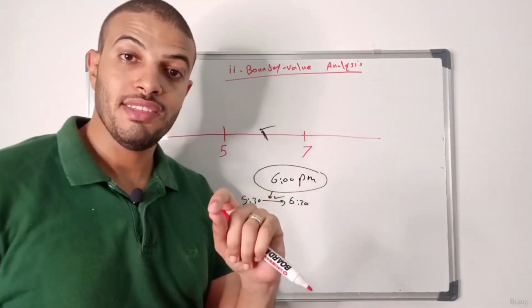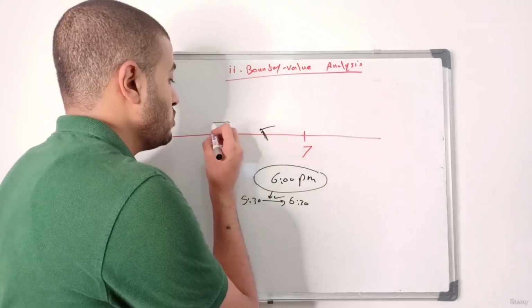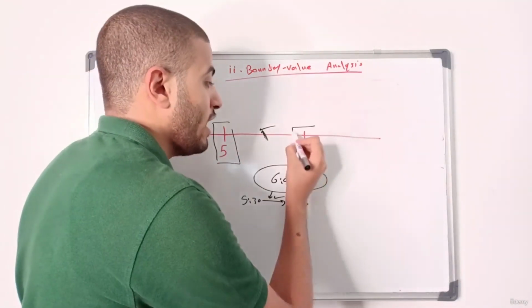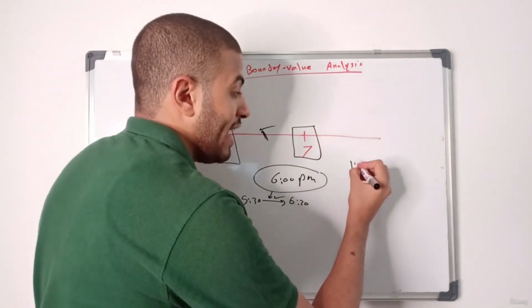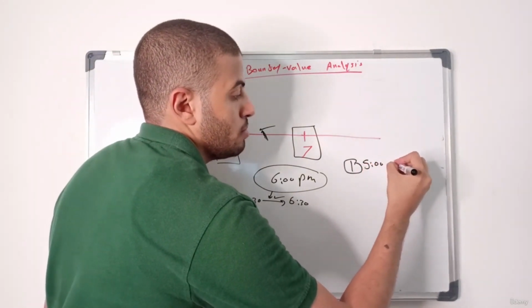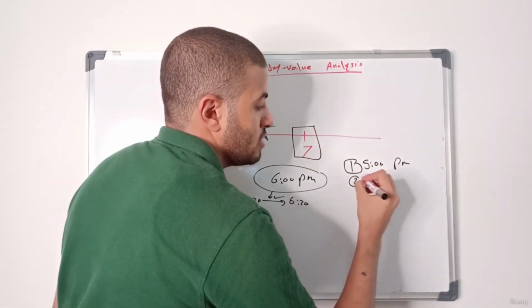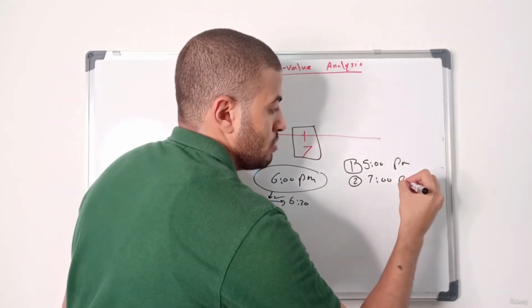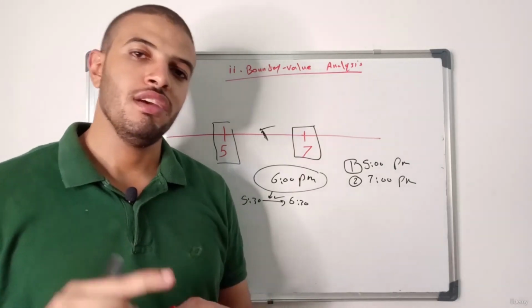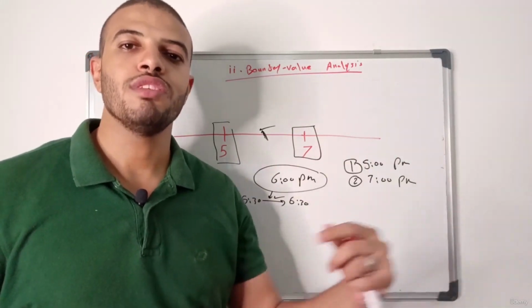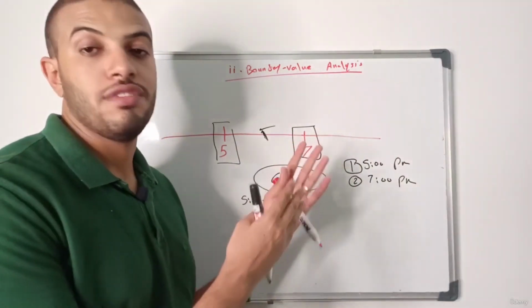So here I will test my system at the boundaries of it, okay? We begin at 5 and we finish at 7. So I will test at 5 p.m. and 7 p.m. Okay, so in your opinion, which technique is better, equivalence partitioning or boundary value analysis? Of course, boundary value analysis.